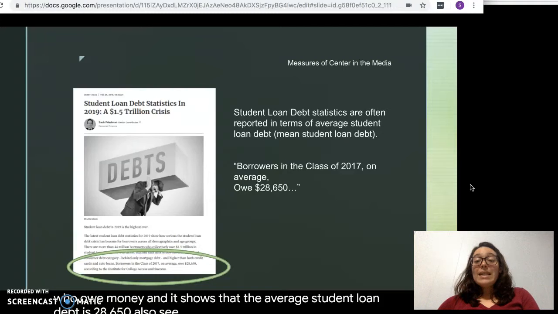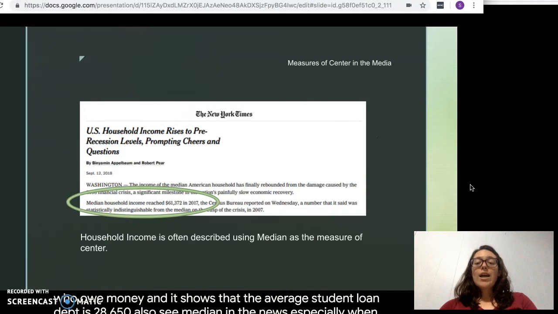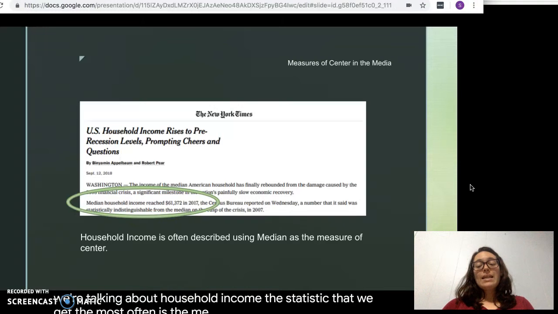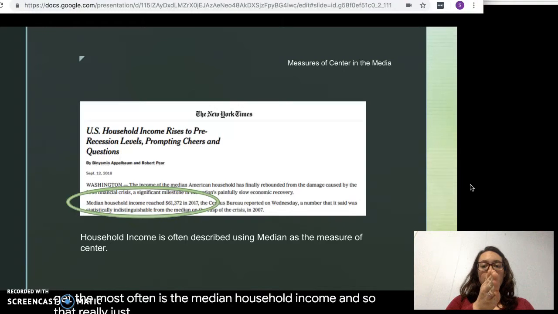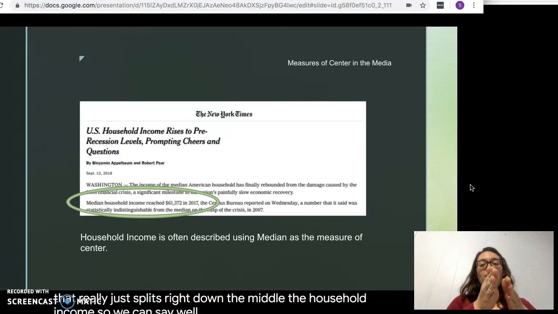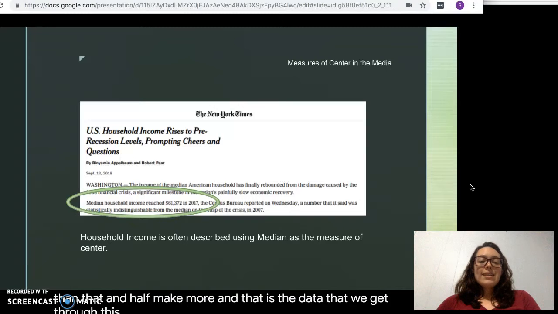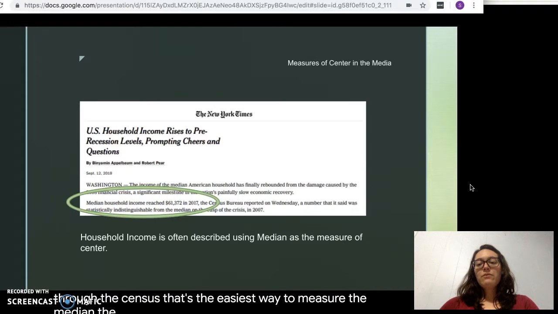We also see median in the news, especially when we're talking about household income. The statistic that we get most often is the median household income. That really just splits household income right down the middle. So we can say, half of all households make less than that and half make more. That is the data that we get through the census. That's the easiest way to measure the center of household income.